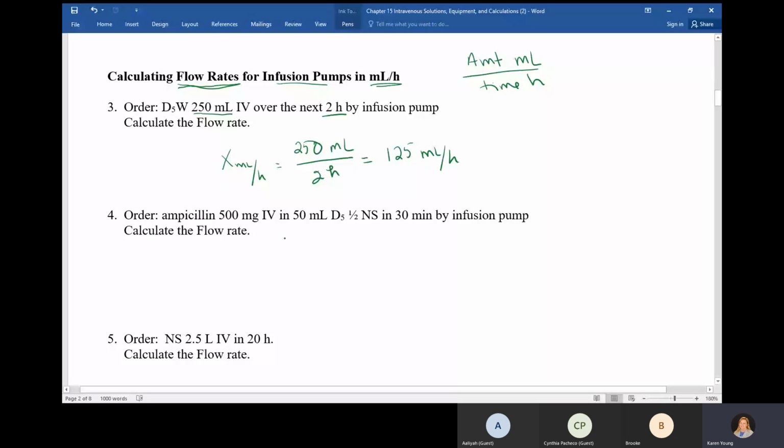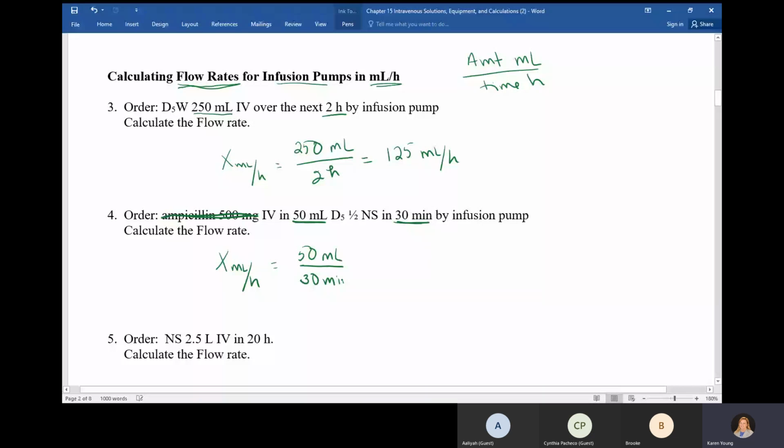So as far as my total milliliters, I don't need this ampicillin 500 milligrams. Now, I need to know that there's 500 milligrams of ampicillin in my IV packet, but for calculations, I don't need it. So my total milliliters is 50 milliliters. My total time is 30 minutes. And remember this, you're wanting milliliters per hour. So 50 milliliters, because we're setting the infusion pump over 30 minutes.